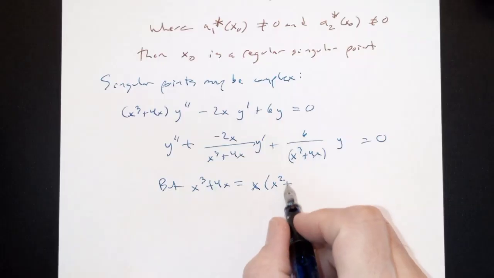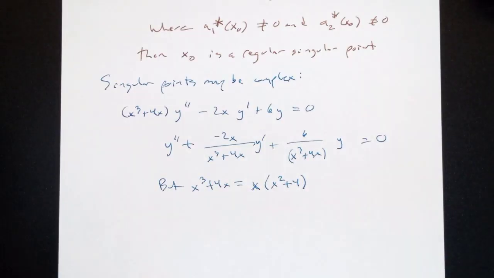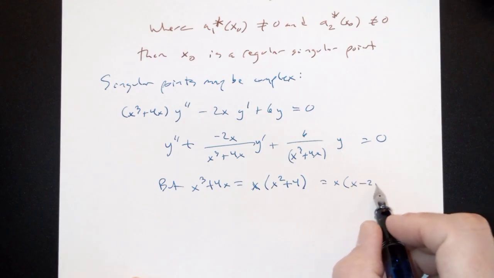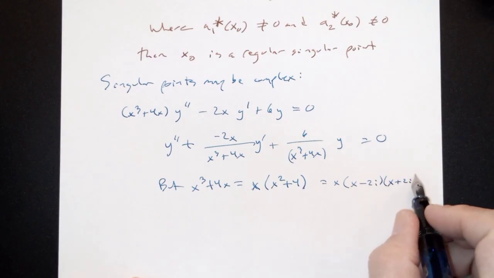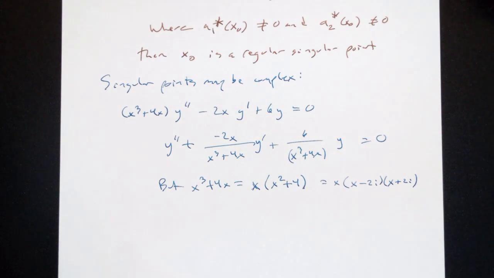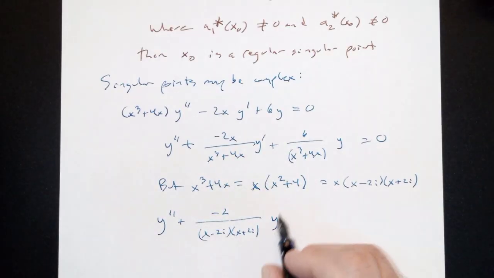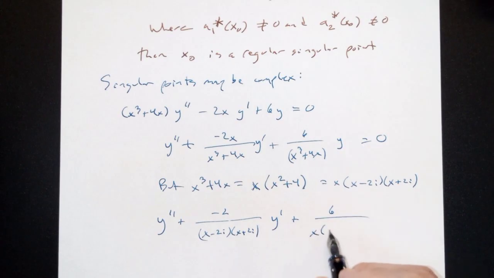Careful. So that's going to be x minus 2i, x plus 2i. That's got complex roots in it. Which really means y double prime plus -2 over x minus 2i, x plus 2i, because the x on top will cancel with one x on the bottom, plus 6 over x, x minus 2i, x plus 2i.